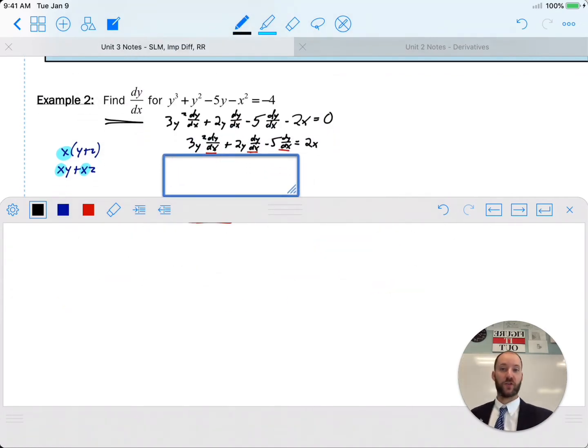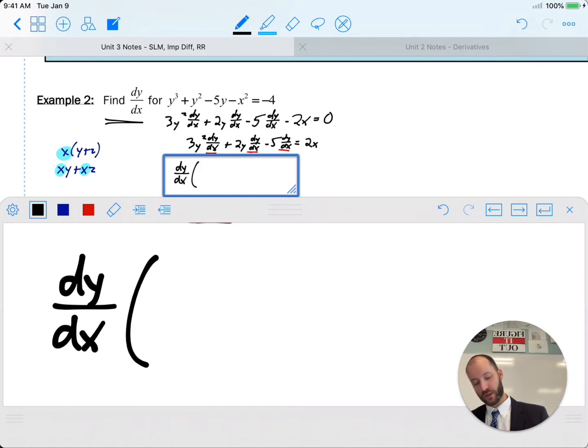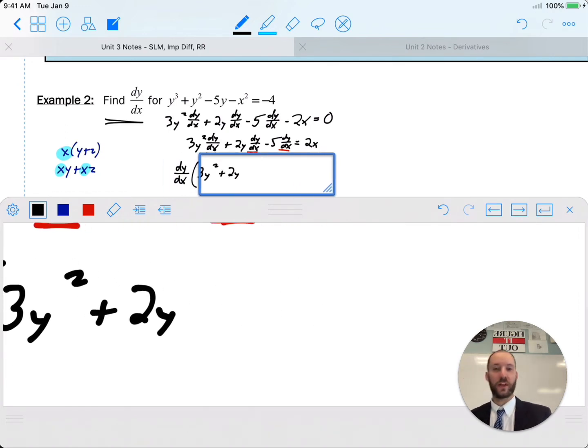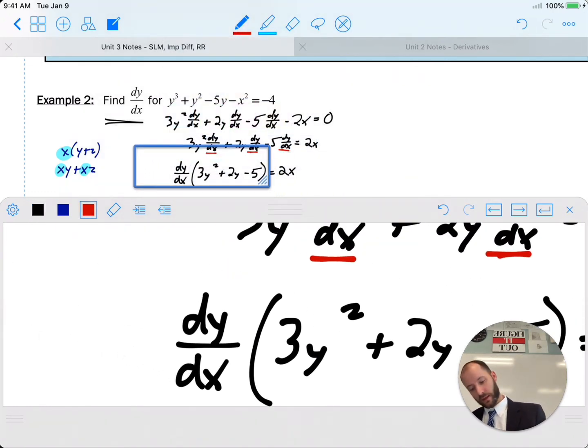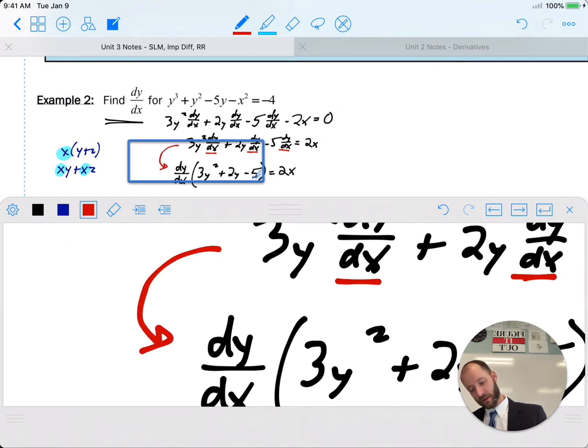So let's factor out. So every term, factor out dy/dx. The leftovers go in parentheses. So remember, you have to leave that trail of breadcrumbs in case you want to go backwards. So leave your leftovers. So if you want to distribute the dy/dx back in, I don't know why you'd want to, but you can. So from here to here, you are factoring.